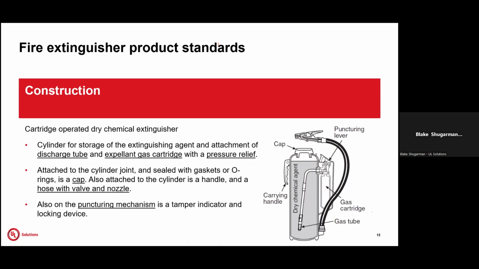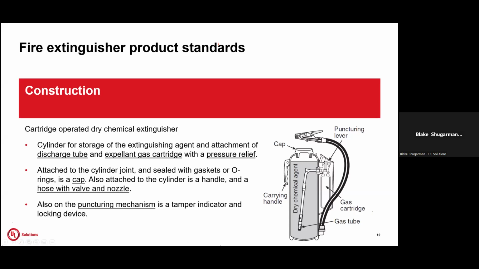The next extinguisher is a departure from the design of those previous two. This is a cartridge-operated dry chemical extinguisher. There's a gas cartridge attached to the cylinder at this point that is also attached with a discharge tube into the extinguisher. And there is a pressure relief at the point of intersection between the gas cartridge and the puncturing lever. There is a cap for filling of the extinguisher and for maintenance of the extinguisher.